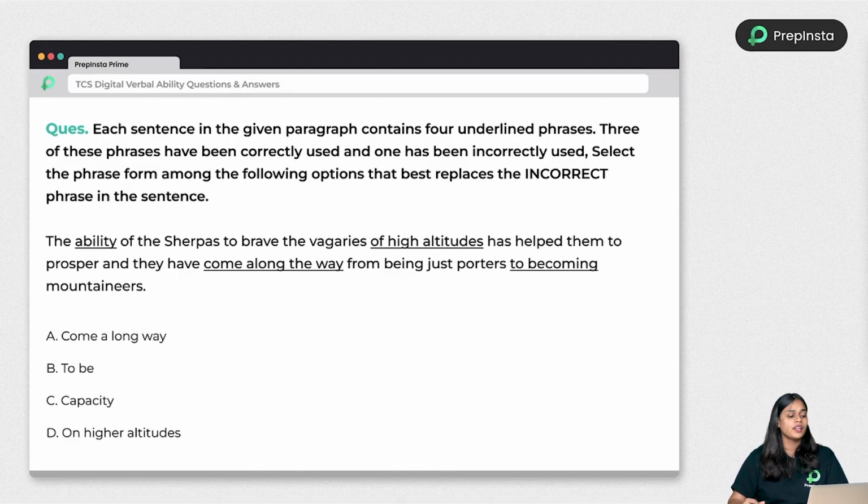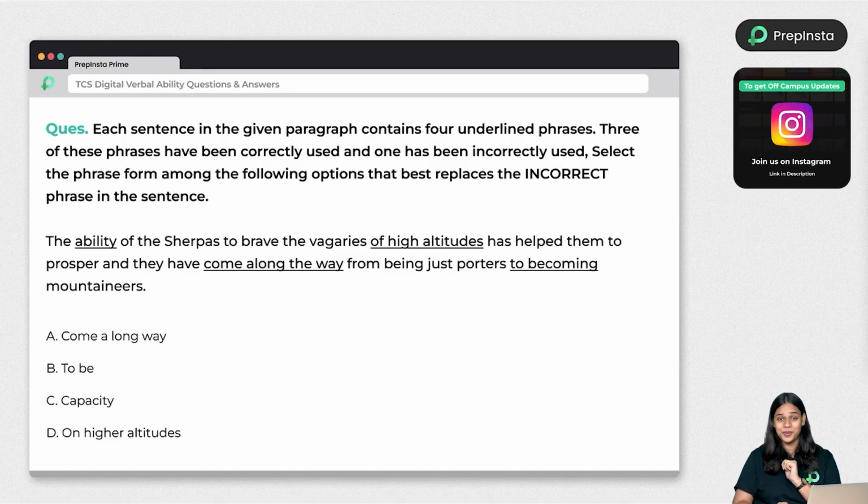Alright, so let me just quickly help you to understand what the question actually means and what you have to do, and then you can move forward and solve the question. Now we have 4 underlined phrases in this sentence and 3 of them are correct and 1 of them is incorrect. So you have to pick the phrase that is incorrectly used and then replace it with the correct option. Okay, so start solving the question right here. Take at least 15 to 20 seconds, not more than that, I would tell you. And then we can come back to the solution. Alright, the time starts now.